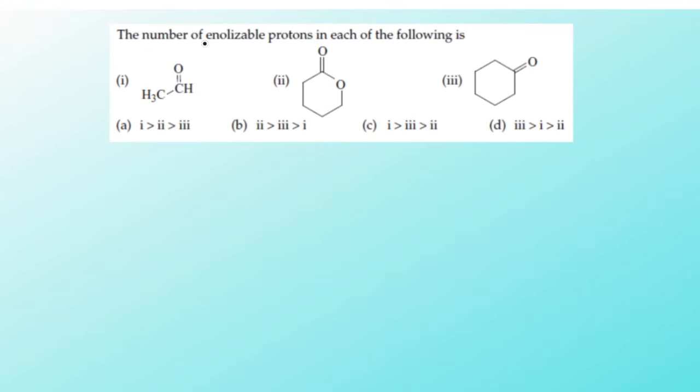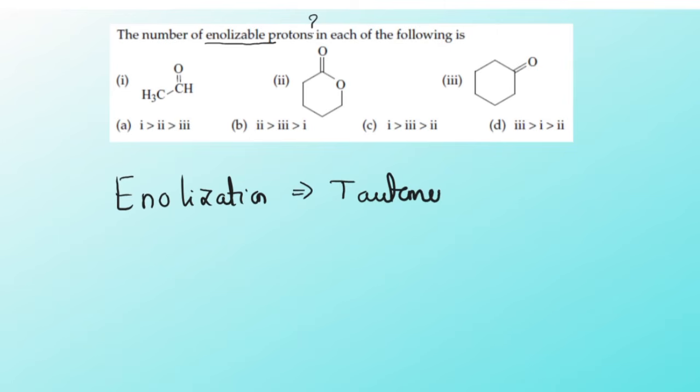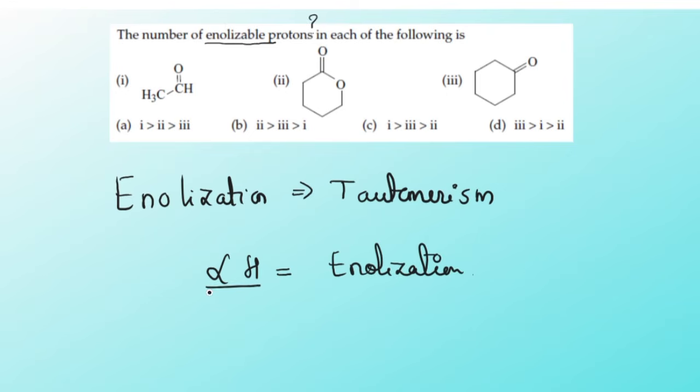The next question is based on the number of enolizable protons. You have to arrange the given compounds in the decreasing order of their number of enolizable protons. First, what do you mean by enolizable protons? The hydrogens which are involved in the enolization process. Enolization also can be called tautomerization or tautomerism. So here what you have to do is identify the number of alpha hydrogens. Alpha hydrogens are the ones which will be involved in the enolization. What do you mean by alpha hydrogens?